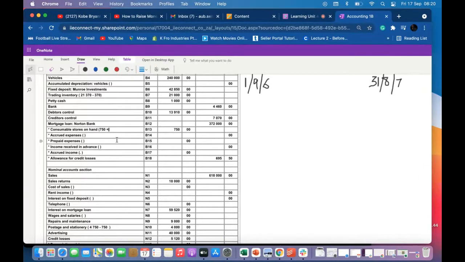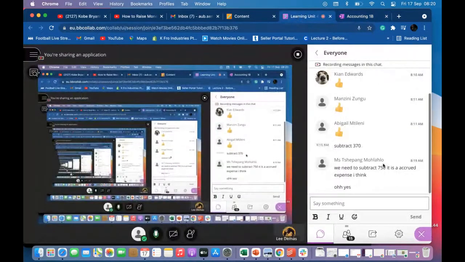So here we put 750 because maybe we'll have some more. Okay, I see we've already plugged that in there, but let's just see. Maybe we might have more. If we don't, it's okay. So that's how we treat it. Consumable stores on hand. These are current assets we know we're going to sell. We can sell them if we were to liquidate. Thank you so much for that, Tsepang. Yes, 100%. Cool. So let's proceed to the next one.